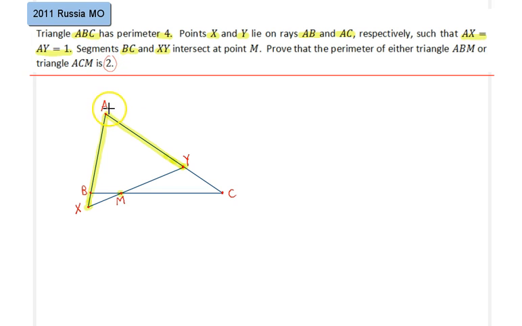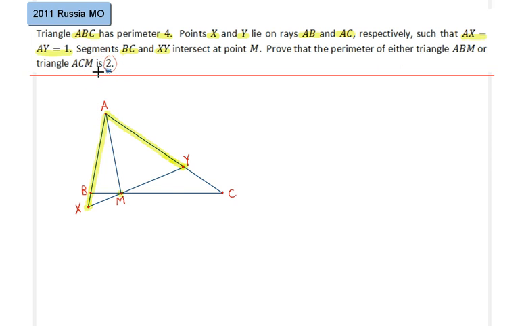Knowing that the perimeter of triangle ABC is 4, we need to check the perimeter of ABM. Let me first draw AM here. Then it is quite plausible that it is really ABM whose perimeter will be 2, because ACM would be too large for that purpose.